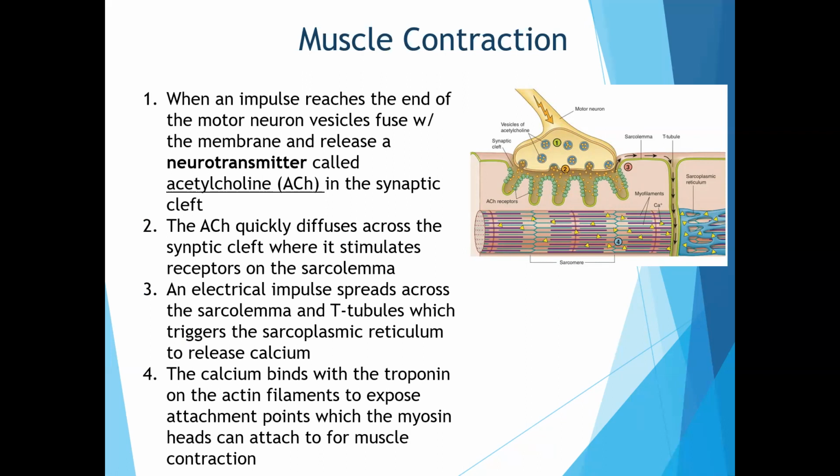So let's go through that one more time. Impulse sent from the brain to a motor neuron. That causes the release of acetylcholine or ACH. That's considered a neurotransmitter. It diffuses through the synaptic cleft to the receptors on the sarcolemma. The receptors binding with ACH trigger an electrical impulse to travel across the sarcolemma and through the T tubules. That electrical impulse then causes your sarcoplasmic reticulum to release calcium. That calcium binds with troponin, and the myosin can now form a cross bridge with the actin.